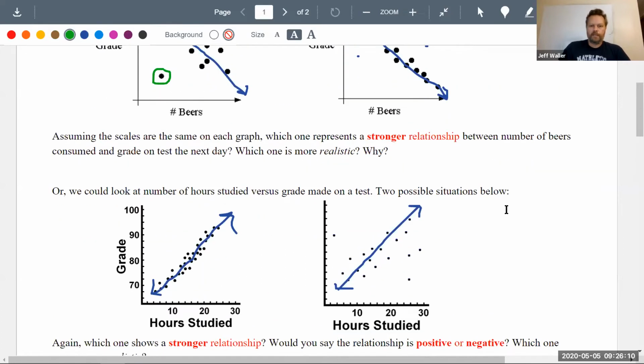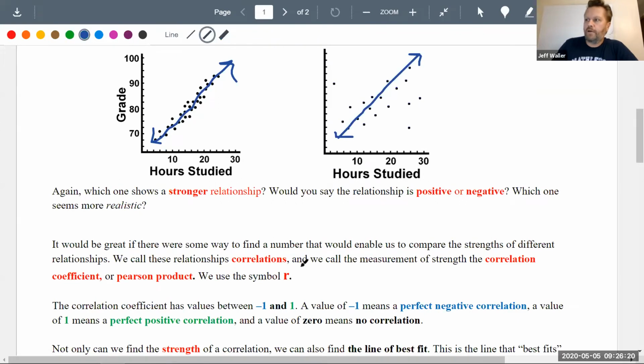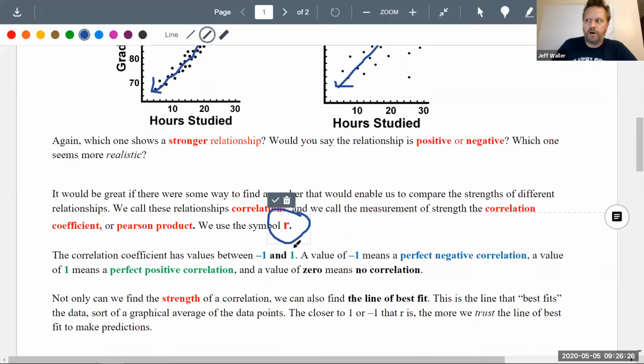Anyway, so here's the idea. The line of best fit and this thing, it's going to be called the R value. The R value is what tells me the strength of the relationship. So an R of 1 would mean it perfectly lines up.